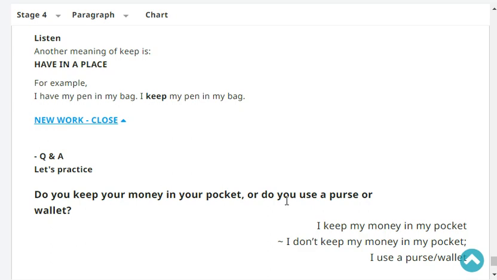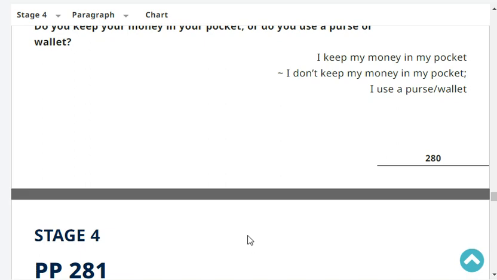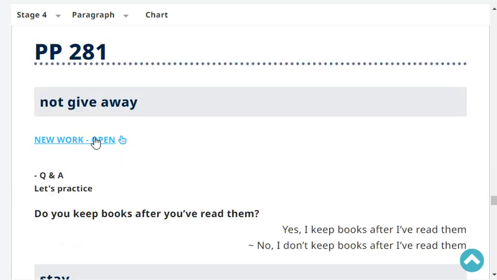Let's practice. Do you keep your money in your pocket or do you use a purse? I don't keep my money in my pocket. I use a purse. Very good. Okay, next repeat: not give away. Not give away. Very good.